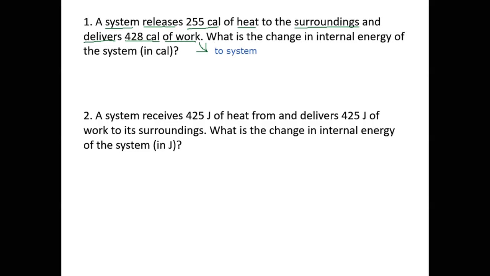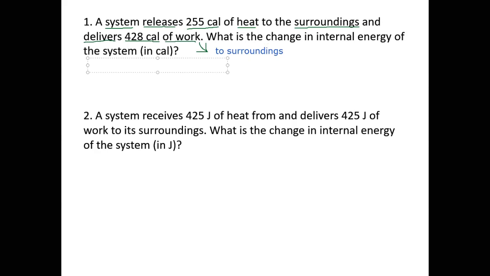Here we want to determine the change in internal energy in calories when the system releases 255 calories of heat to the surroundings and delivers 428 calories of work. That's a little ambiguous. I should have written a better question. We'll say the work is delivered to the surroundings.